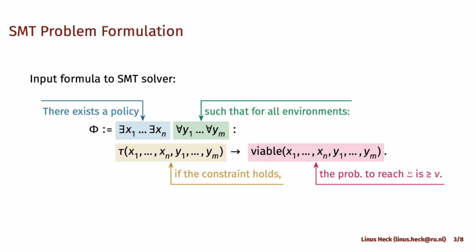Before I show you how the integration between the SMT solver and the probabilistic model checker works, I'll first show you the input formula that we give to the SMT solver. It looks as follows. Does there exist a policy described by these variables x, such that for all environments described by the variables y, if the constraint holds, the constraint is written as tau, the probability to reach the goal is bigger or equal than some threshold nu, and this is written down as this viable statement. So this last statement viable will be evaluated by the probabilistic model checker. This is called a custom theory in SMT solving. And now I'll show you how we evaluate that viable using the probabilistic model checker.